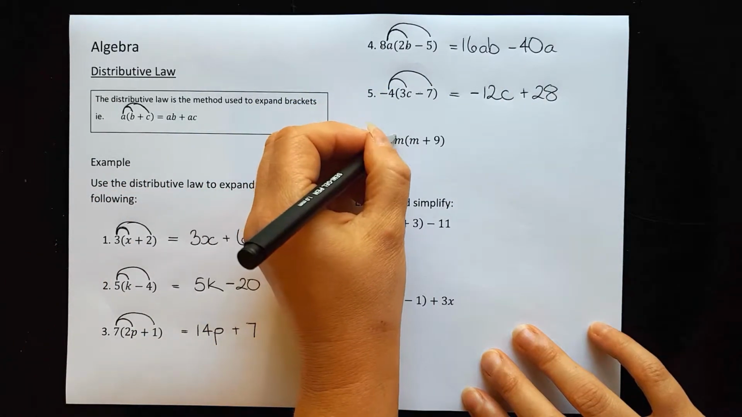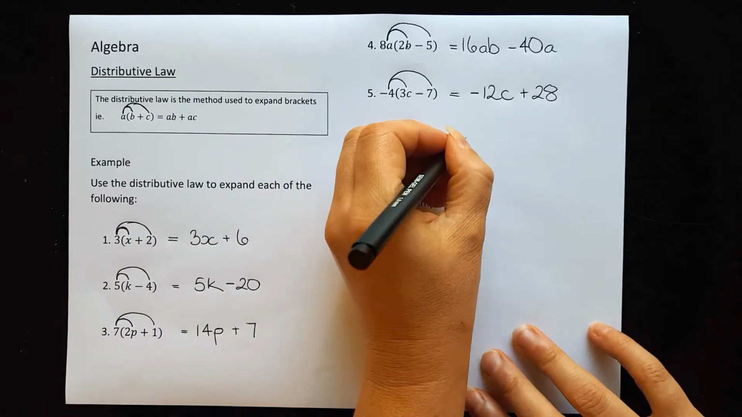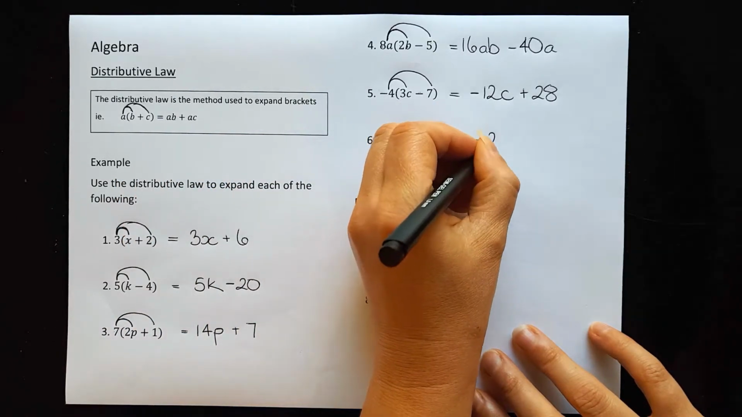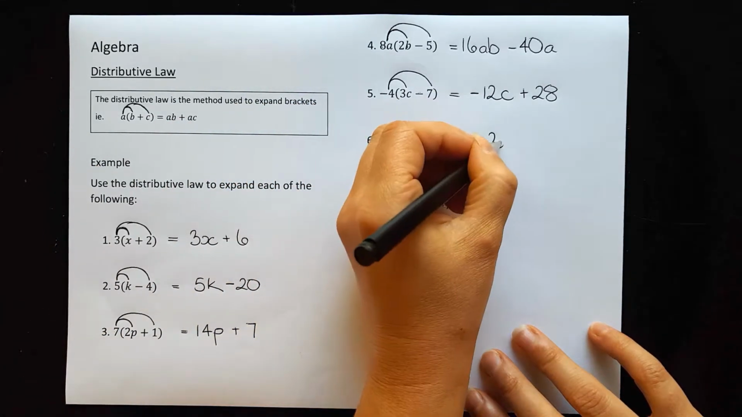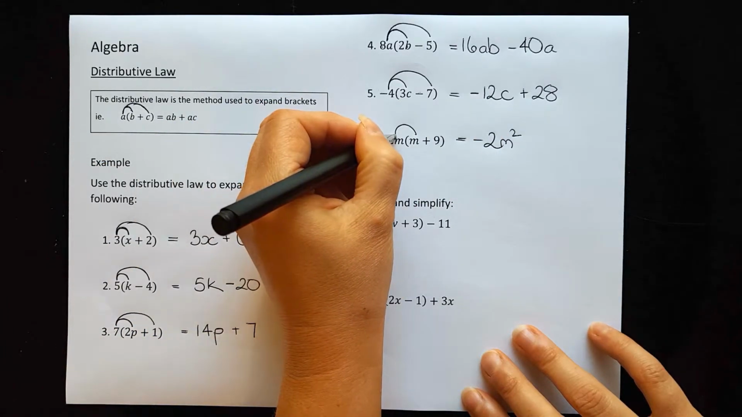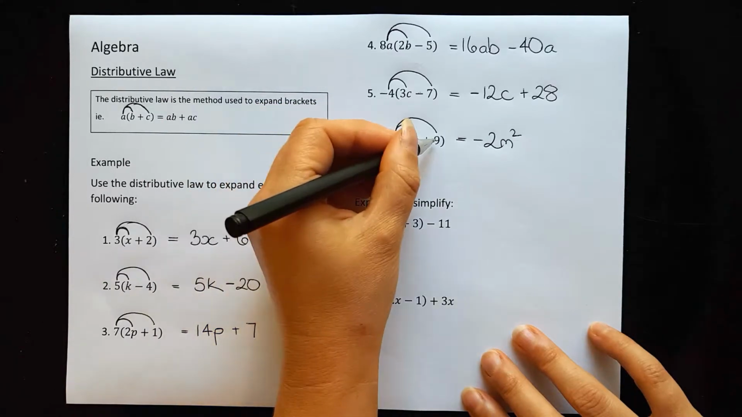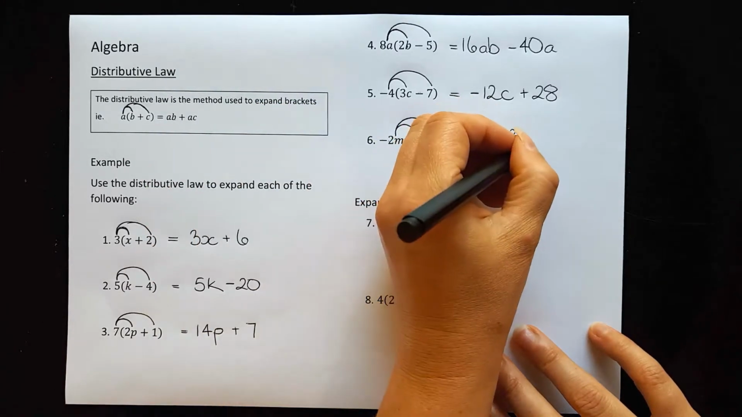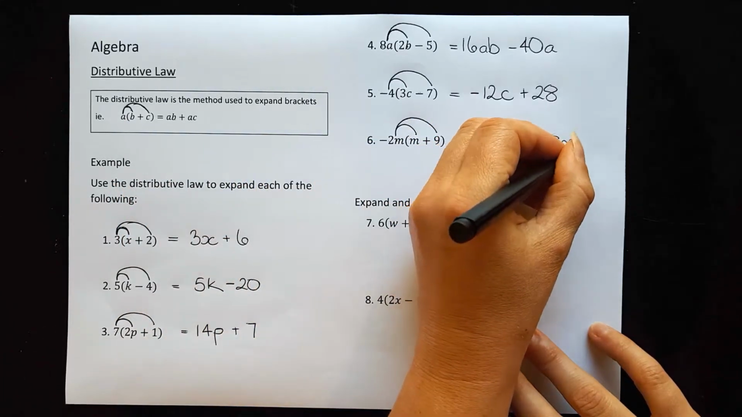6, negative 2m times by m. Well, negative 2 is the only number for that one, so the negative 2 will be out the front. m times m makes m squared. Now for negative 2m times by 9, negative 2 times a positive 9 makes a negative 18 and an m.